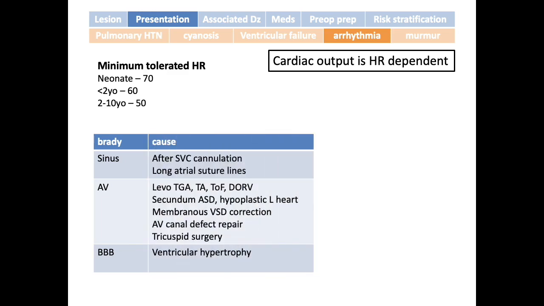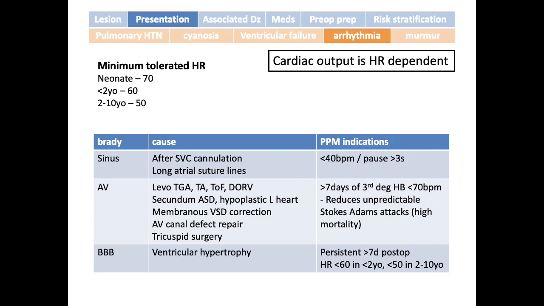Sinus bradycardia may be iatrogenic, during SVC cannulation, or postoperatively from long atrial suture lines. Atrioventricular block may be due to the congenital disease itself involving the great vessels or the chamber walls, or postoperatively after VSD correction, AV canal defect repair, or tricuspid valve surgery. Bundle branch block may be due to ventricular hypertrophy or scarring. These are the indications for pacemaker implantation. The bradycardia should be severe and persistent, and at least 7 days postoperative.